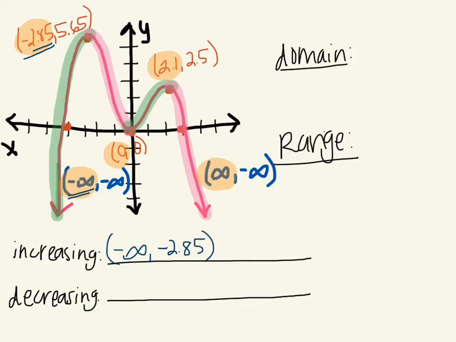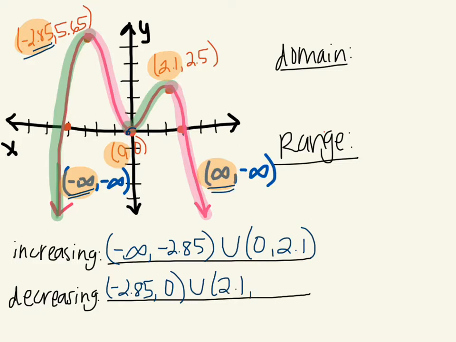That's one interval. Then we're going to decrease from that same turning point up top all the way down to when x is 0. At this point, we're going to change direction again and go up. So it's going to start increasing. We're going to use that u in between for the union. From when x is 0 to 2.1. And then finally, we're going to start decreasing again from when the x coordinate is 2.1 until x goes to positive infinity.